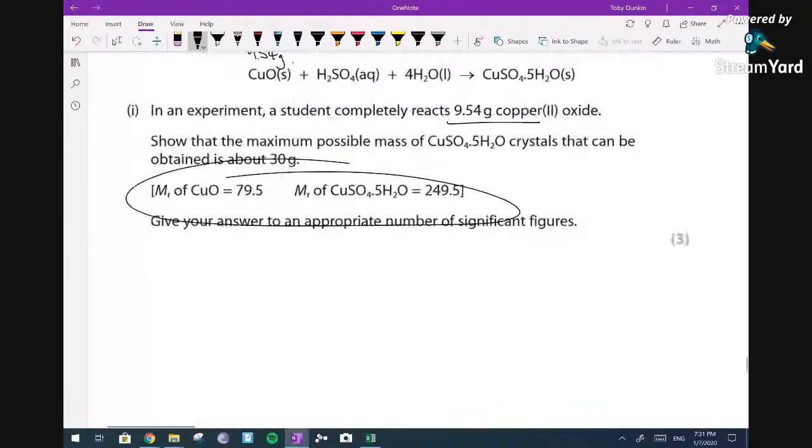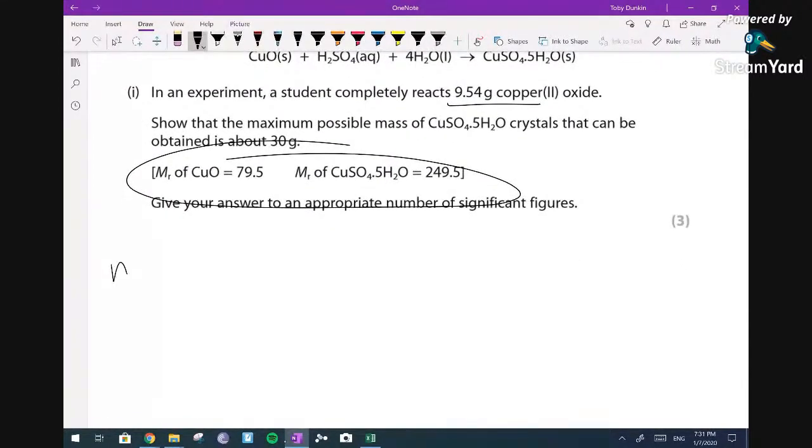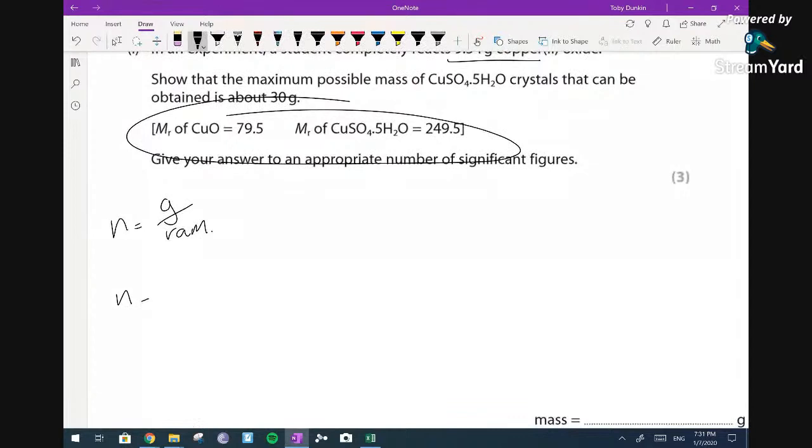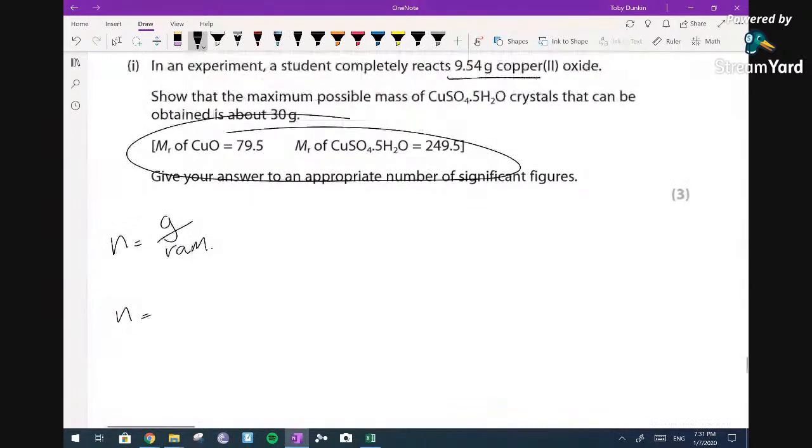So first thing I'm going to do: number of moles is grams over Mr. Now I have got the grams of copper oxide. So the number of moles of copper oxide is going to be 9.54 over the Mr of copper oxide, 79.5. Calculator, never going to do those things in my head. 9.54 divided by 79.5. Answer: 0.12 moles of copper oxide.